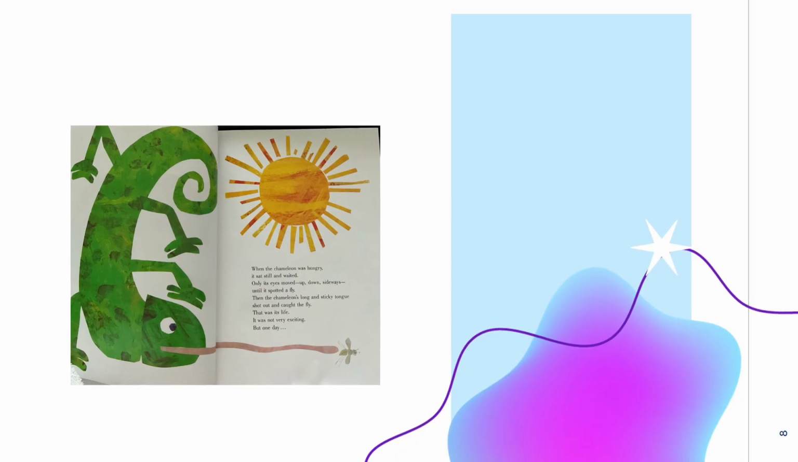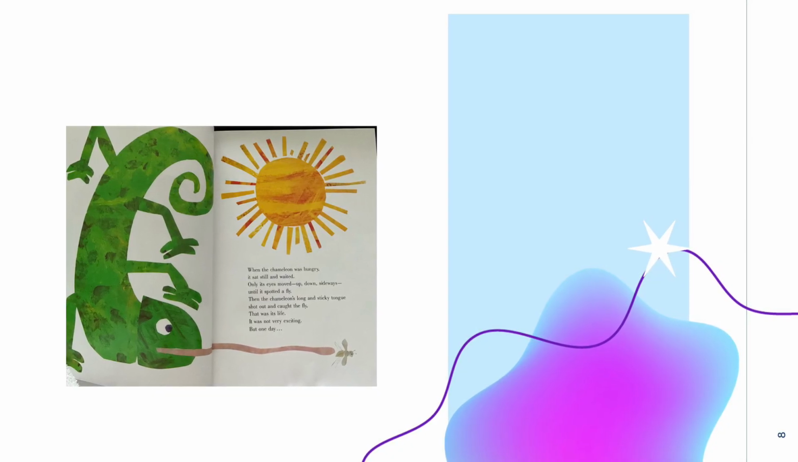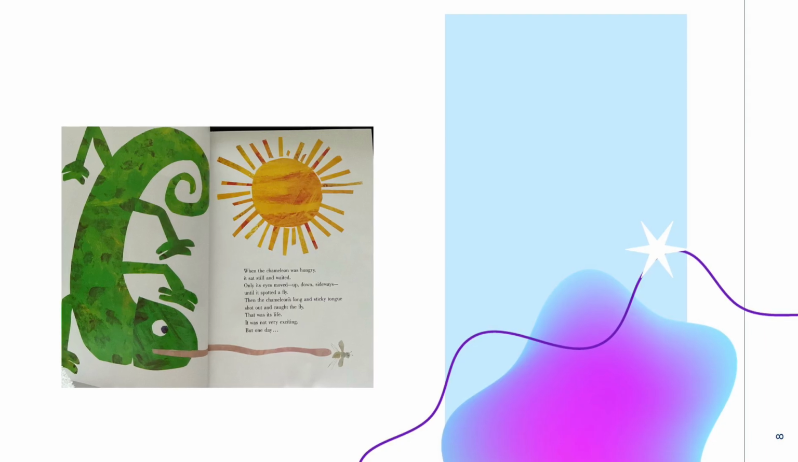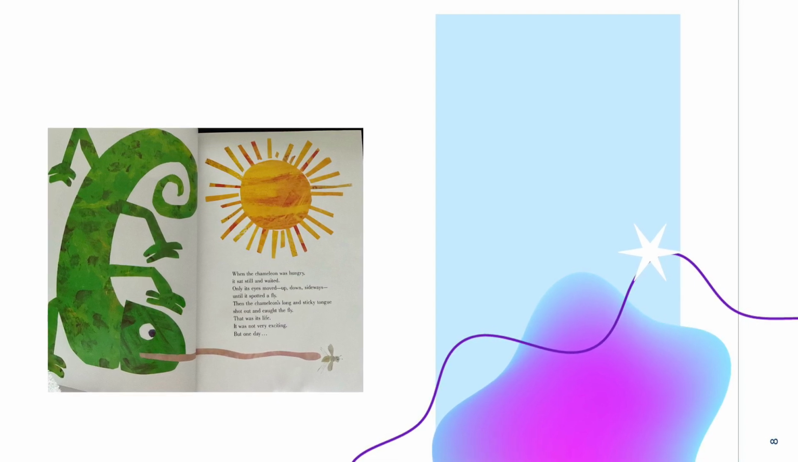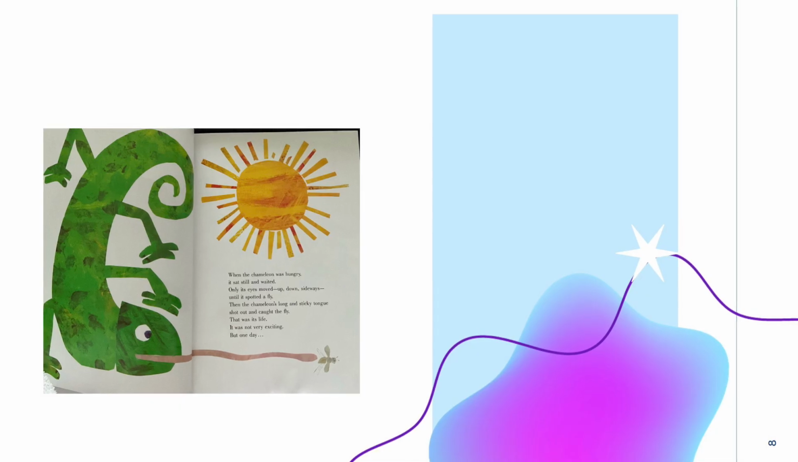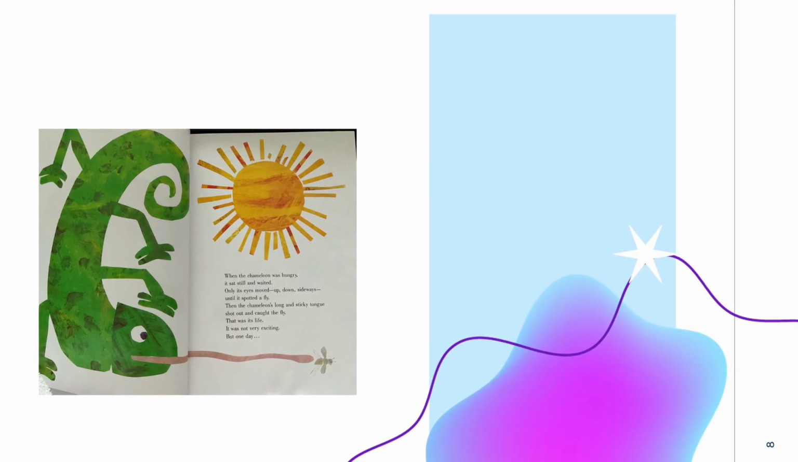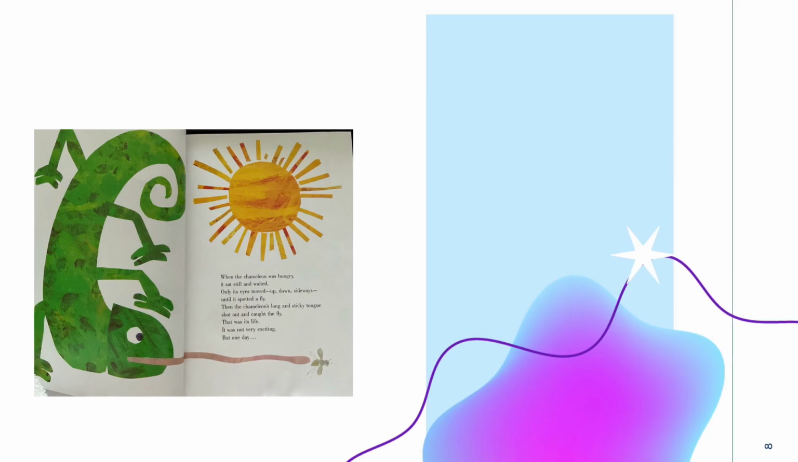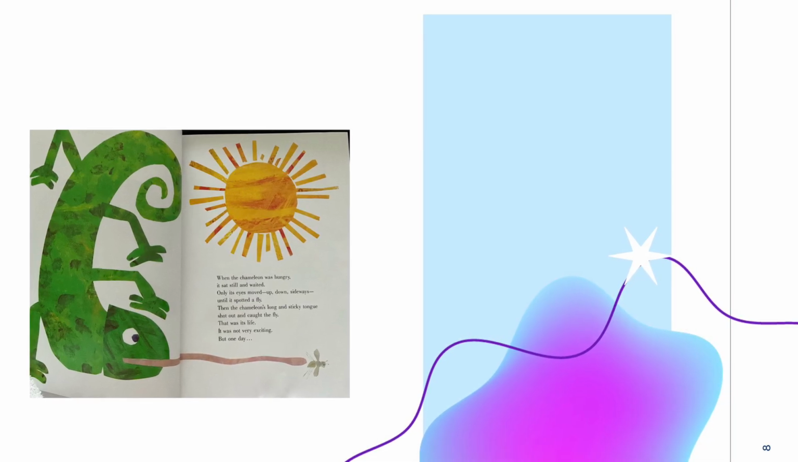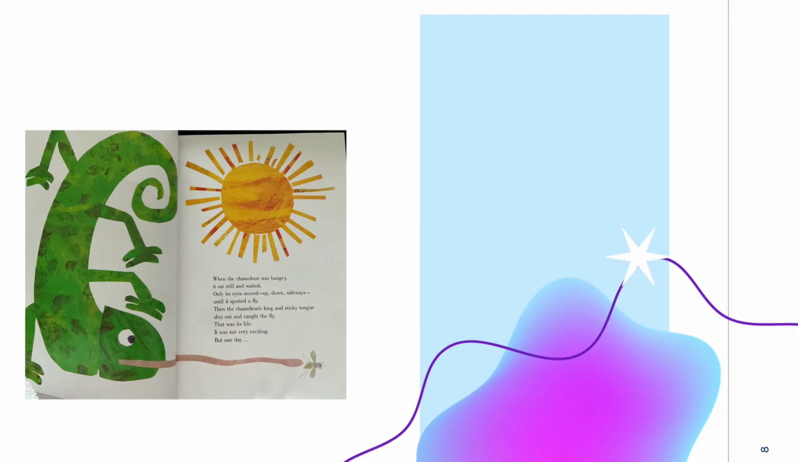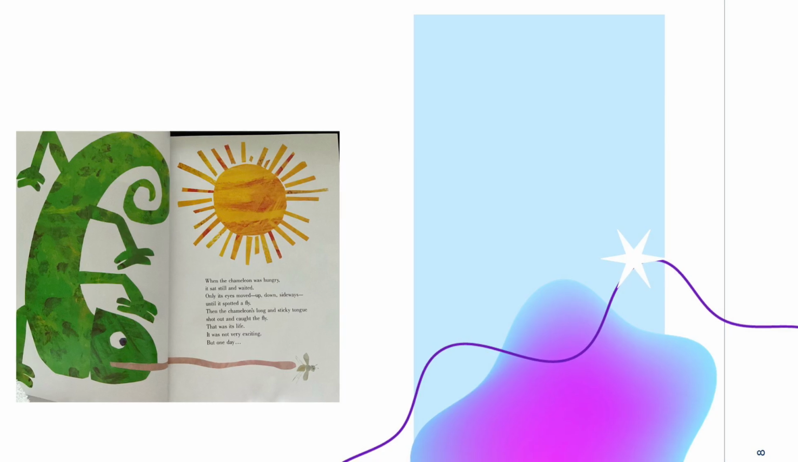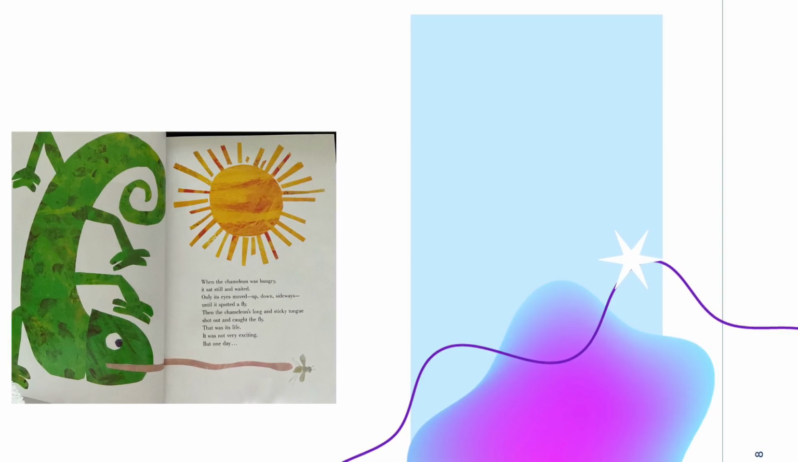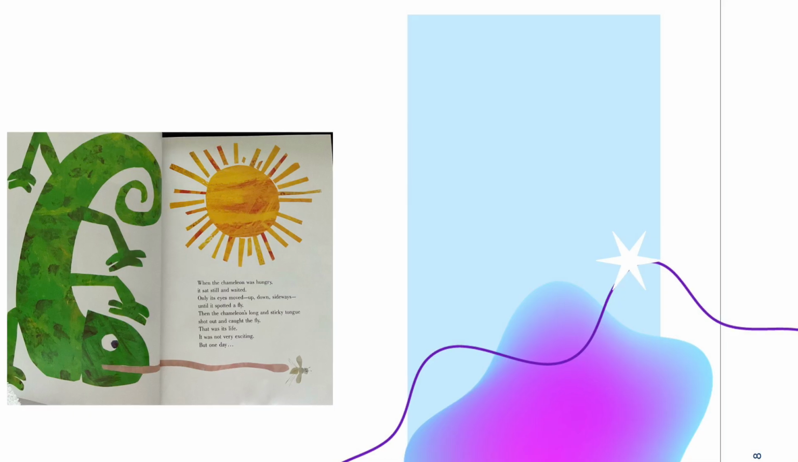When the chameleon was hungry, it sat still and waited. Only its eyes moved up, down, sideways, until it spotted a fly. Then the chameleon's long and sticky tongue shot out and caught the fly. That was its life. It was not very exciting, but one day, so at this point I would pause, I would ask the students, what's happening here? Why is the chameleon waiting? I would do this in an effort to encourage students to think about what is happening in the story and to help them stay engaged.